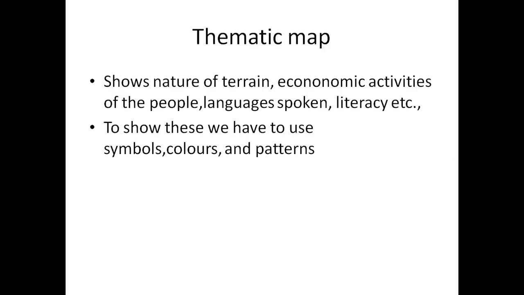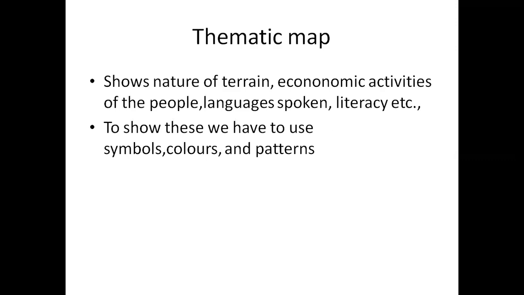It is different. It gives different kinds of information, like the nature of terrain or landforms of the earth. That is mountains, plateaus, plains, and also economic activities of the people, languages spoken, literacy. So usually these maps focus on only a particular aspect. Such maps are called thematic maps.